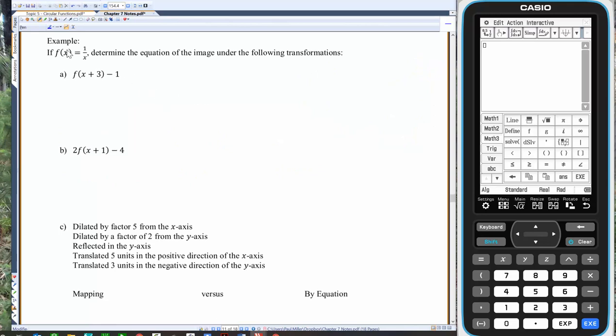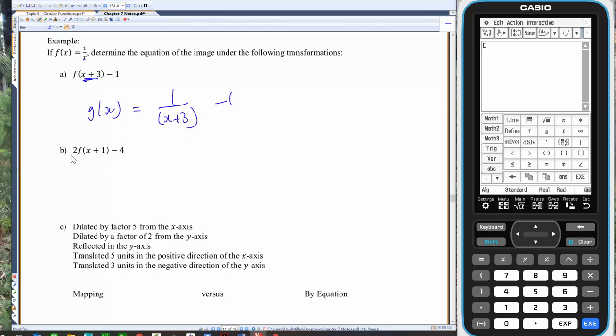All right, if f of x equals 1 on x, determine the equation of the image under the following transformations. So here we go. We're going to simply drop x plus 3 into it and then remove 1. So let's do it. I'm going to create a new function, let's call it g of x equals 1 over x plus 3, take 1. So wherever I see the x, I change it to an x plus 3, take 1. So it's going to move the hyperbola 3 units to the left and 1 unit down.